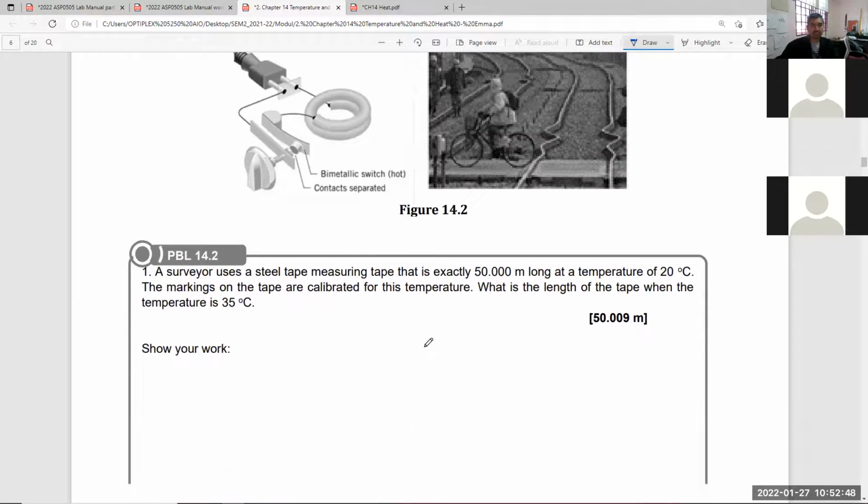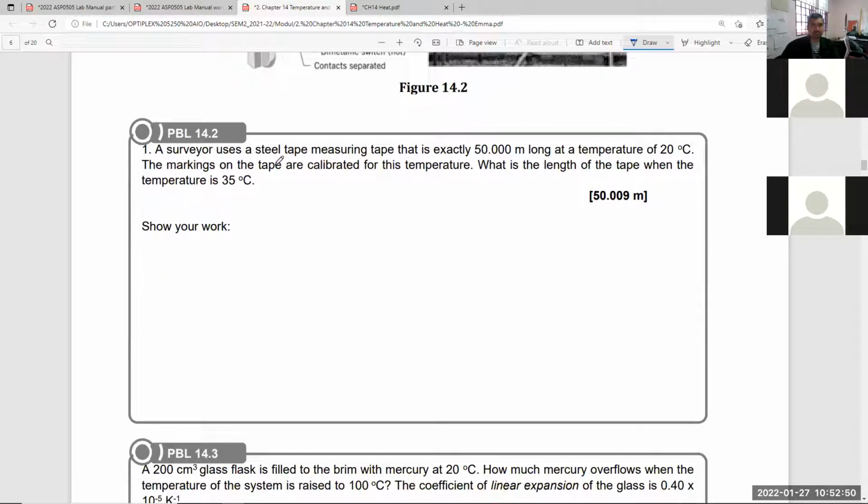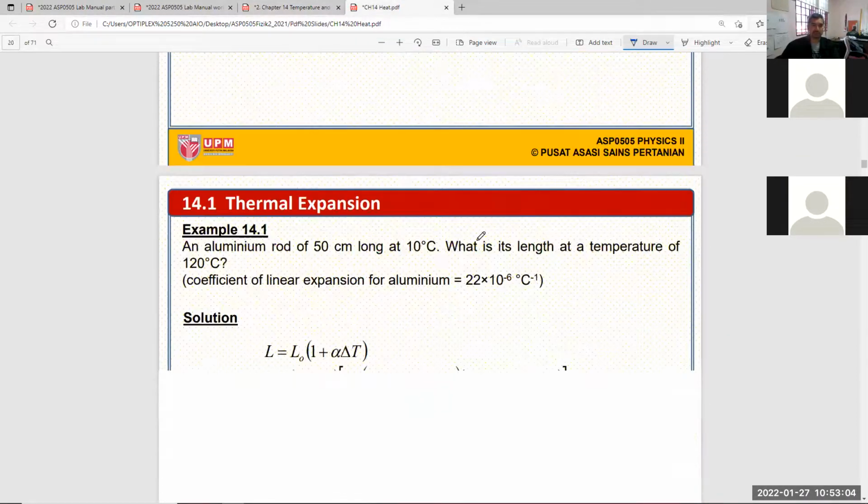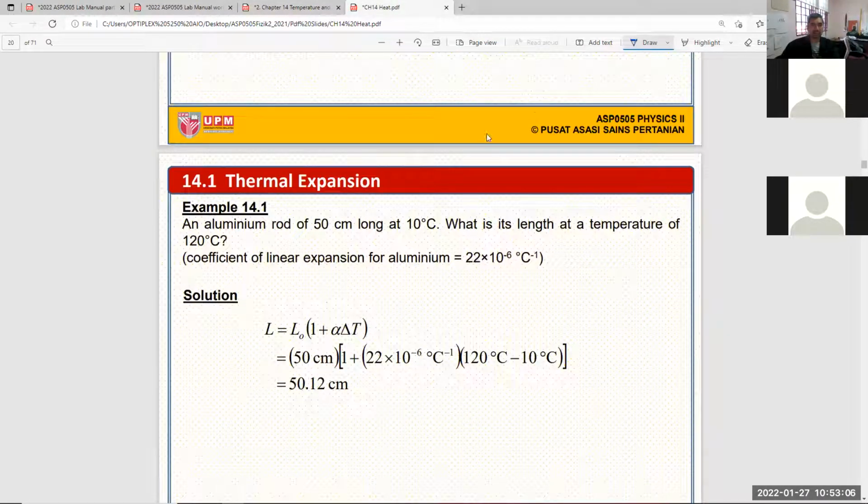Okay, this one is the one that we did yesterday. I think I have it in my slide, where we have the tape. This is a PBL. We did it yesterday, but anyway, I just want to show that one. Okay, this is the case.